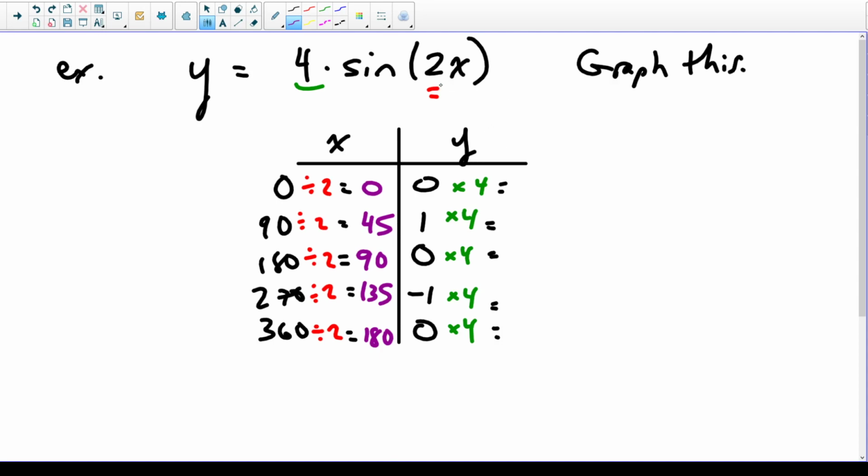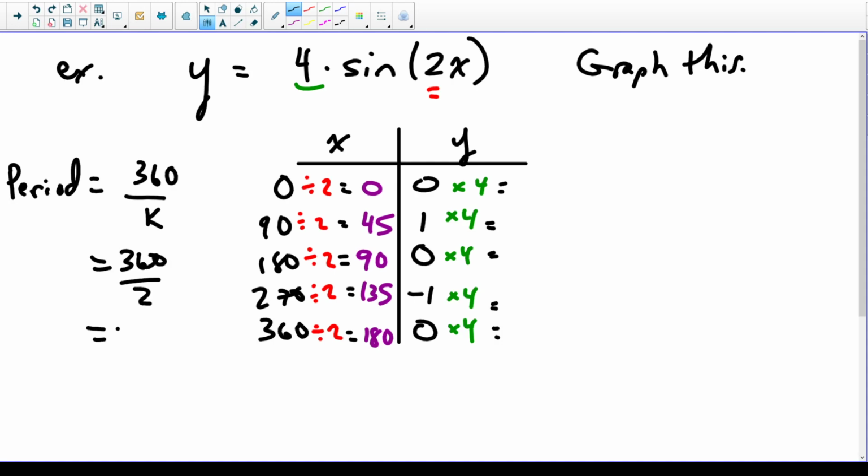And does it make sense that if this is a 2, that is squishing my graph by 1/2 horizontally, which means my period is going from 360 to 180, right? So the period is 360 over k, which is 360 divided by 2, which is 180 degrees, and that matches exactly what we saw here.